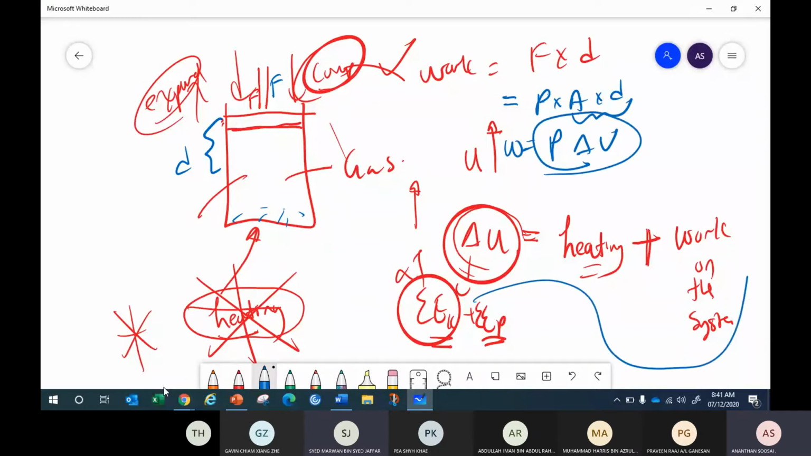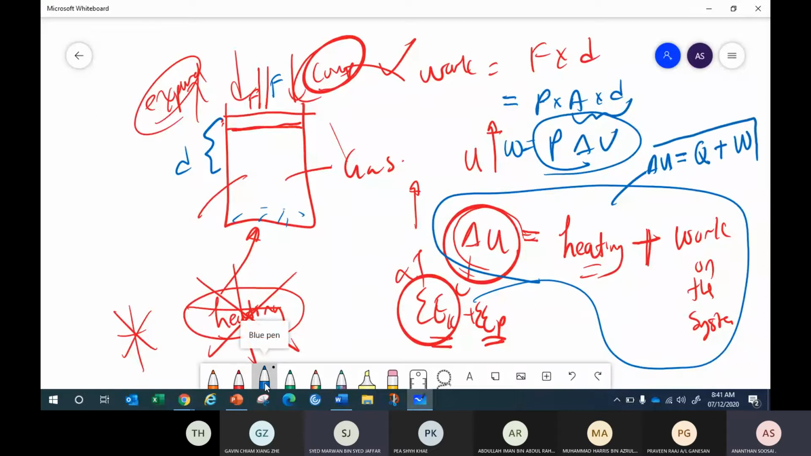So this is where the first law was discovered. Finally, they said if you want to change the internal energy of a system, of a gas, you can do that by supplying energy to the system, Q, you put the symbol Q, plus work done on the system. This is the formula. This is the first law of thermodynamics. This is based on conservation of energy. Energy is conserved.